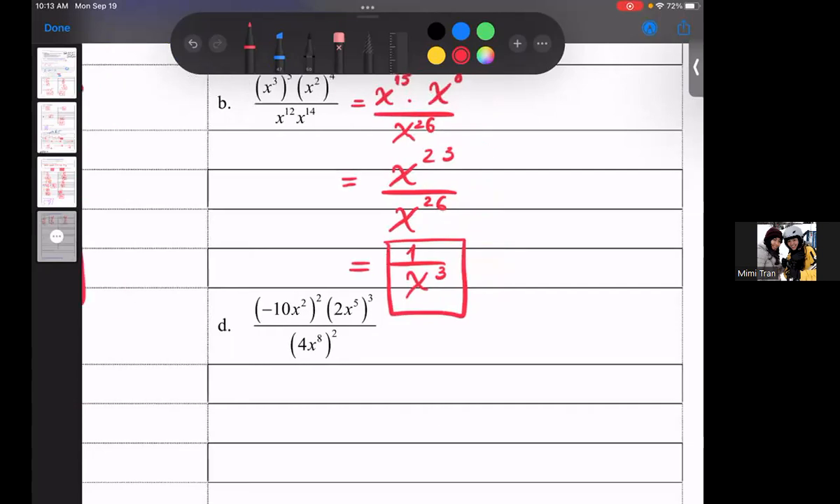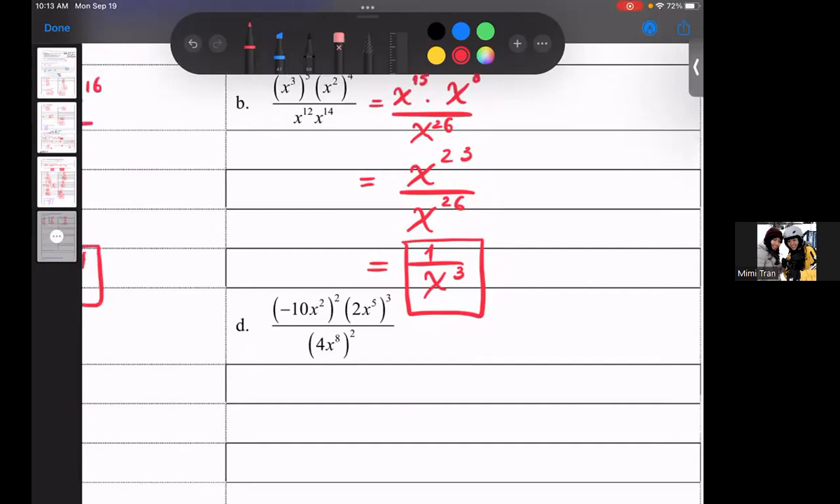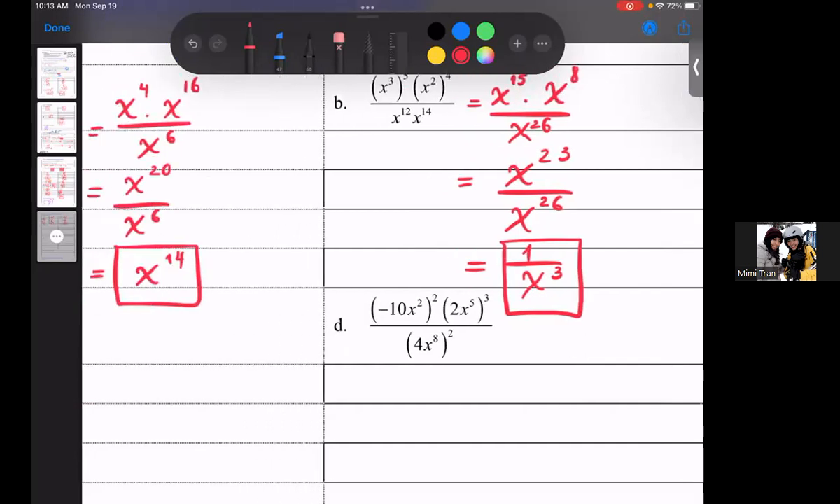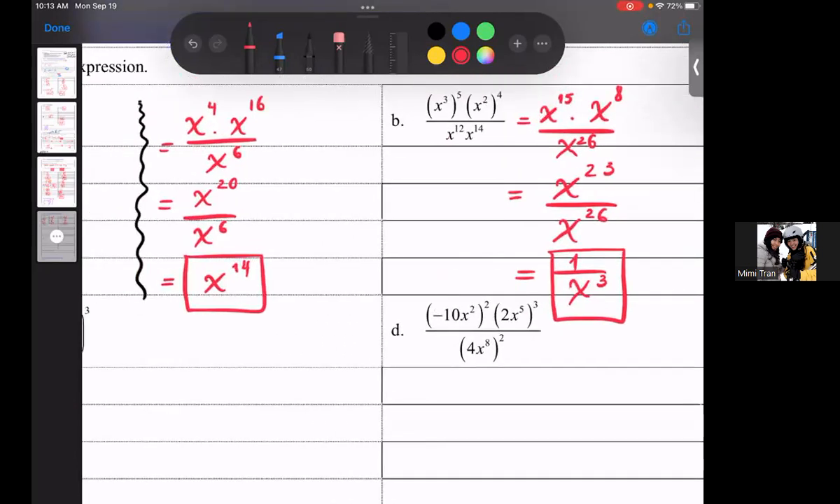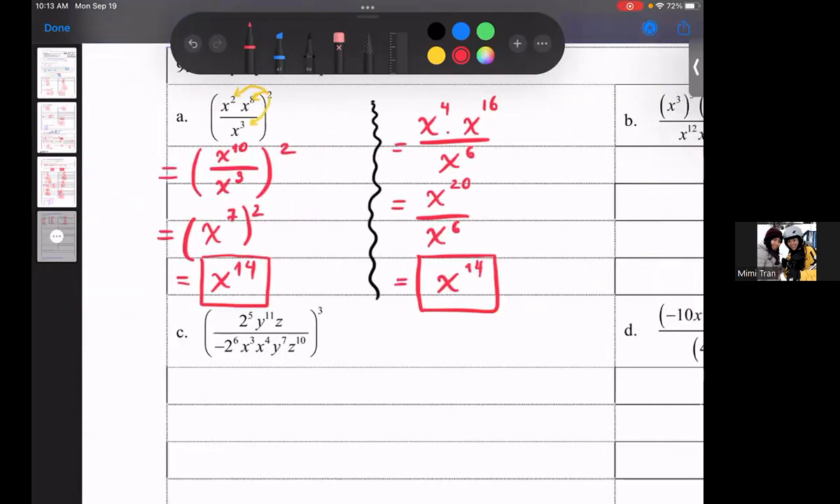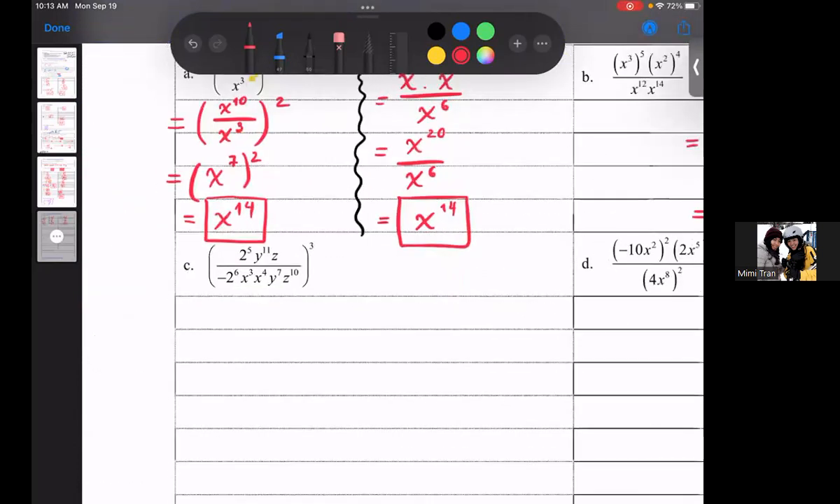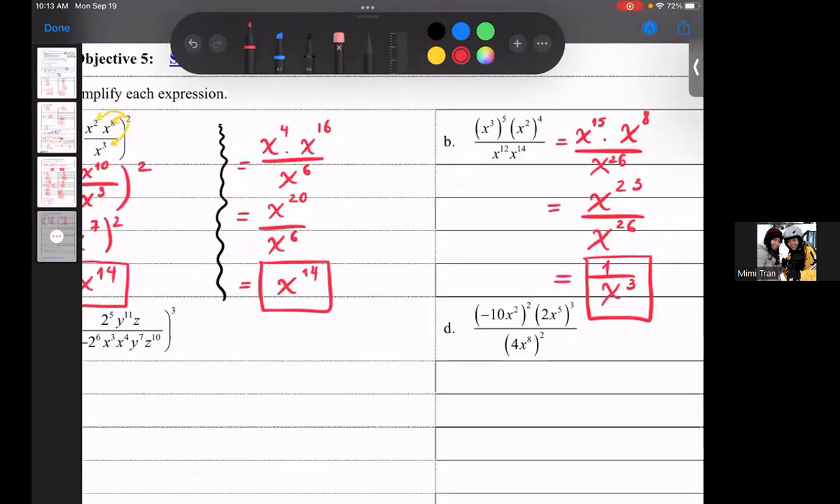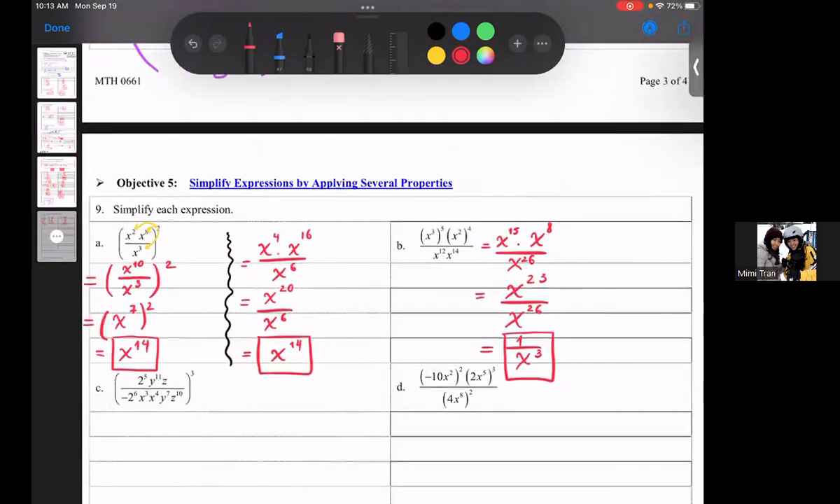26 minus 23 is 3. And then 26 is bigger than 23, so you want to put the x cubed in the bottom. Okay. Oh, and any question for A and B, please ask. All right.